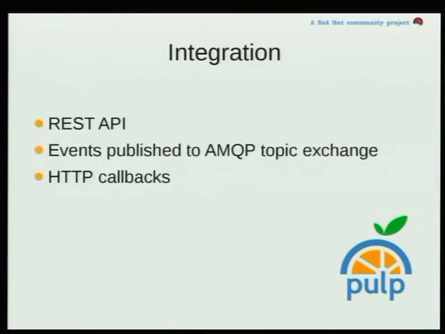And finishing up with the Pulp Overview, Chapter 1, Pulp is meant to be integrated with. It's fine standalone, but really shines when you integrate it with a build system and whatever your workflow is for your organization. We have a REST API, of course, with documentation on our website. We publish events to an AMQP exchange, so you can monitor what's going on and respond to those. And then we also can do HTTP callbacks for certain events to trigger some action in your workflow as required.